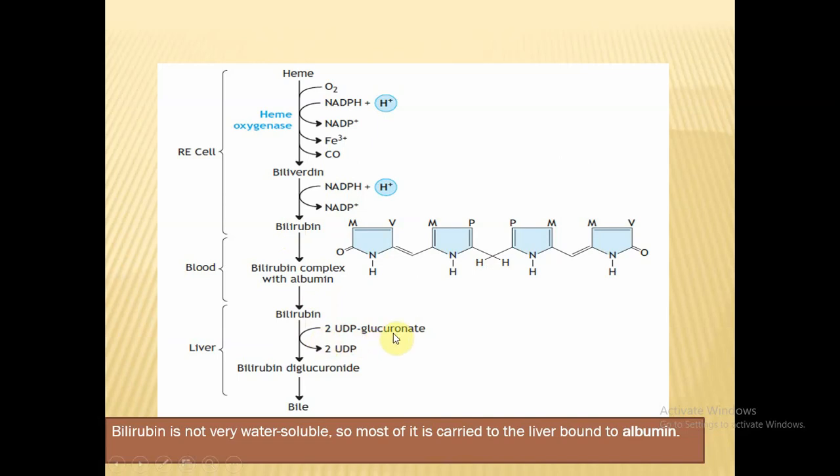And why do we need to conjugate it? Because bilirubin is insoluble in water and it will not be excreted in the bile. So we have to make it soluble, and to make it soluble we have to conjugate it with glucuronate. So bilirubin diglucuronide is water soluble, and it is transported through bile into the second part of the duodenum in the intestines.